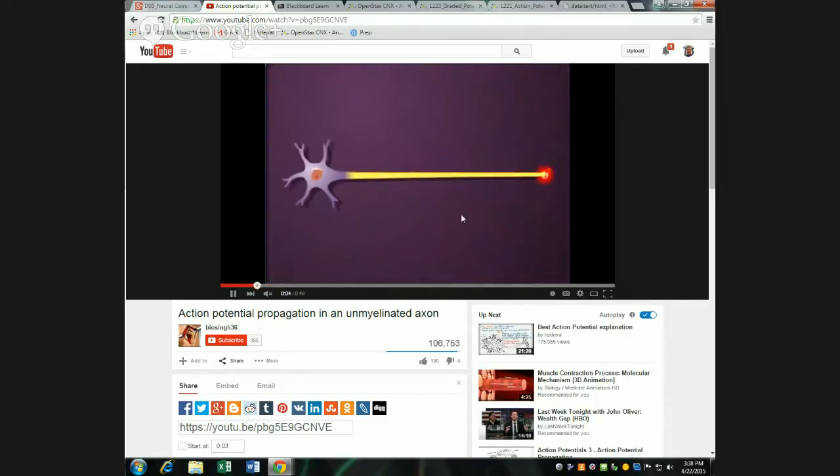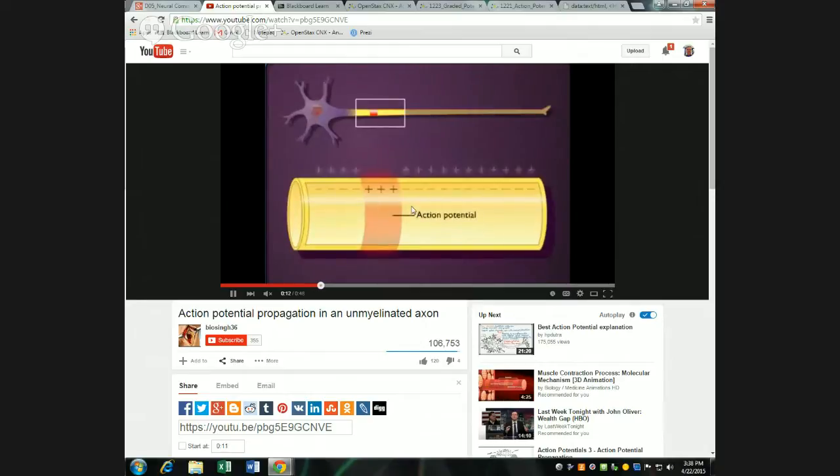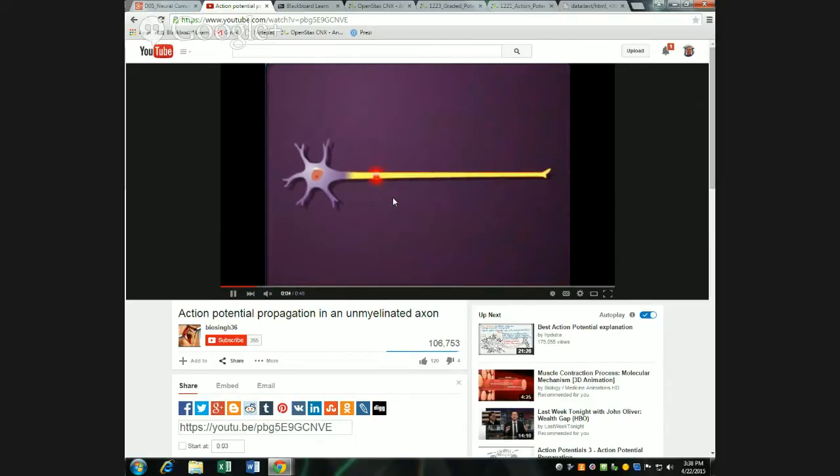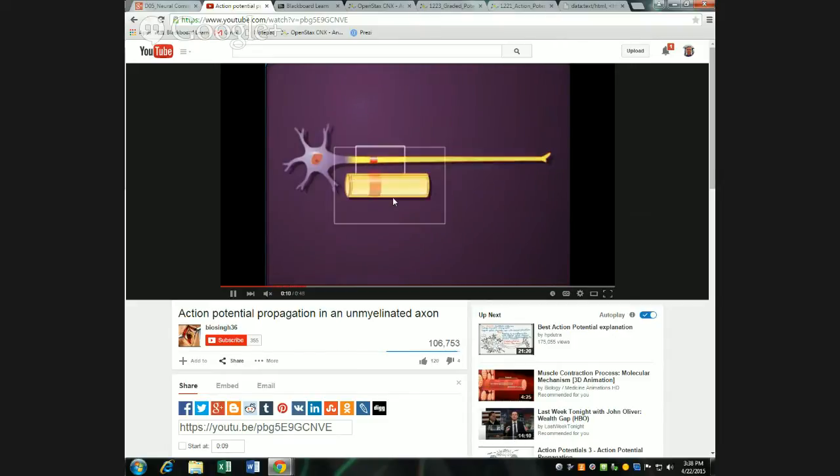Okay. So the red thing's moving along the axon. That's propagation. And if you look closely, the way this is animated, it's sort of jumping from a section right next to the next section. And it's not going back the other way because of that refractory period. It's not allowing it to travel back the other way.